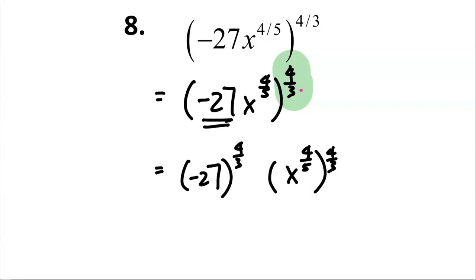So my question is, when we look at the fraction in the exponent, what does the denominator mean again? In this case, cube root, right? The denominator means a root, and since it's a 3, it means that it's a cube root. So what's the cube root of negative 27? Negative 3. What is negative 3 raised to the 4th power?